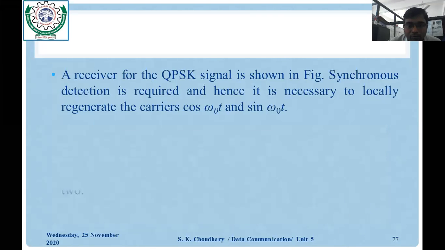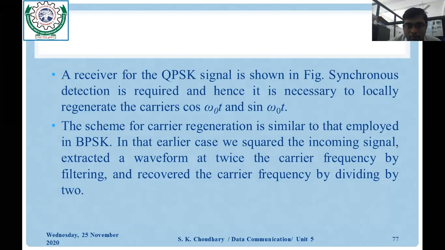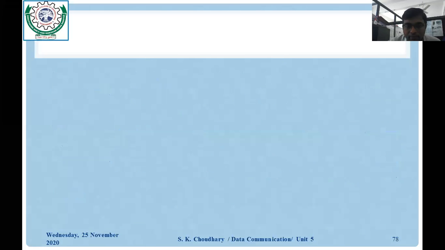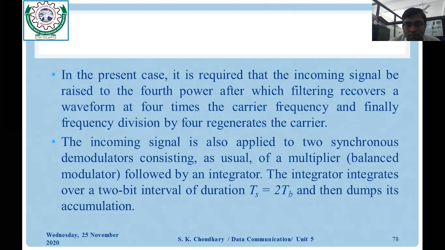So what I have told you is that we have recovered our carrier by dividing it by the 4 terms. The incoming signal is applied to the two synchronous demodulators consisting of the multipliers that we have seen, followed by an integrator, and the integrator integrates over a 2-bit interval. Again, here we are using the 2-bit interval because we are combining 2 bits. So 00, 01, 10 and 11, that's why the bit period would be doubled.